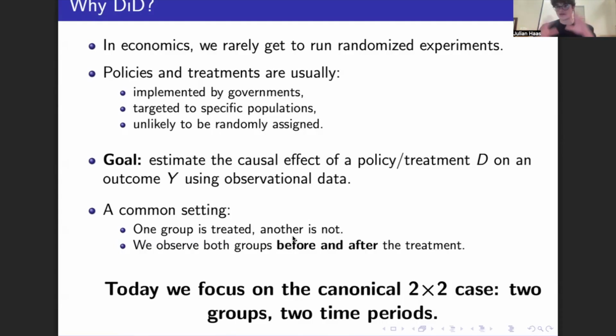Okay, big picture. I'll emphasize here that today we're going to focus on the canonical two by two case. What does that mean? That's a mouthful. By two by two, I just mean we're going to have two groups, treated and untreated, in two time periods, before and after. And that's going to make it really nice for us down the line.